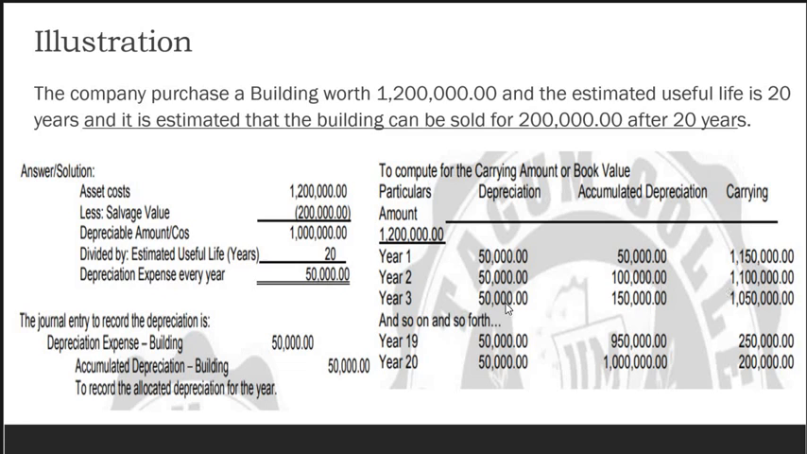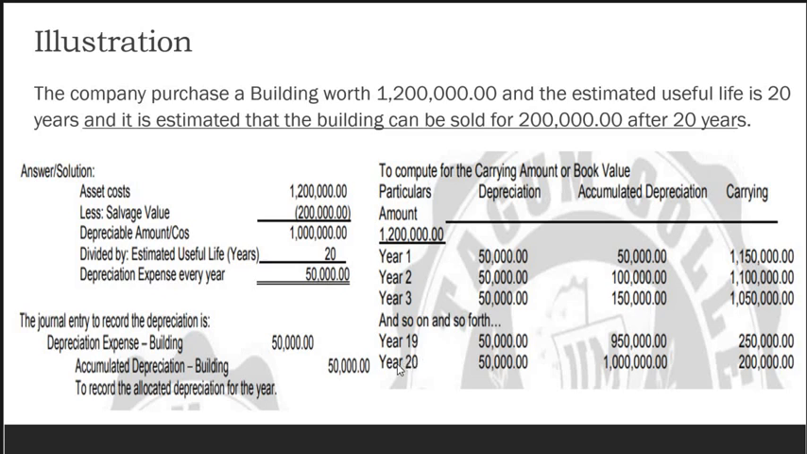Now, on the third year, it's the same. Your depreciation is 50,000. Your accumulated depreciation is 150,000, that's 50,000 plus 100,000. And then your carrying amount is computed as 1.2 million minus 150,000. And so on and so forth.